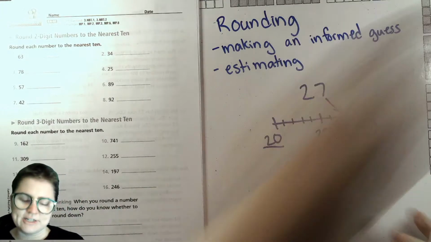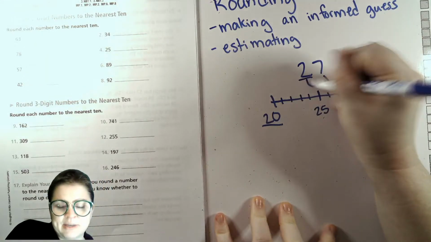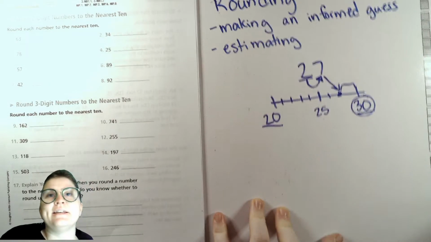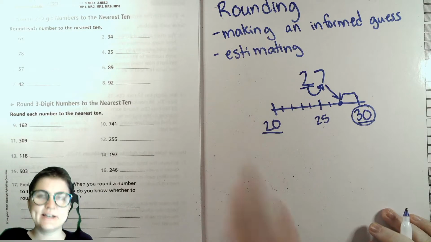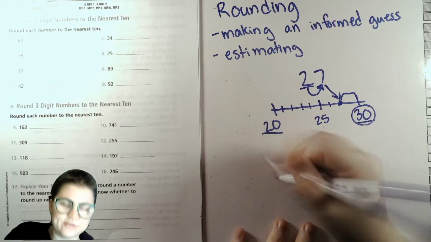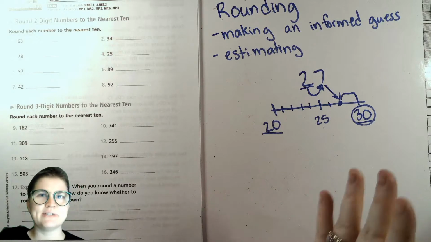Another quick strategy that people use is if it says to the nearest 10, they peek over at the place value to the right. So in this case, it's the ones. If we're doing hundreds, it would be the tens. If we're doing thousands, it would be the hundreds. So just the smaller place value.